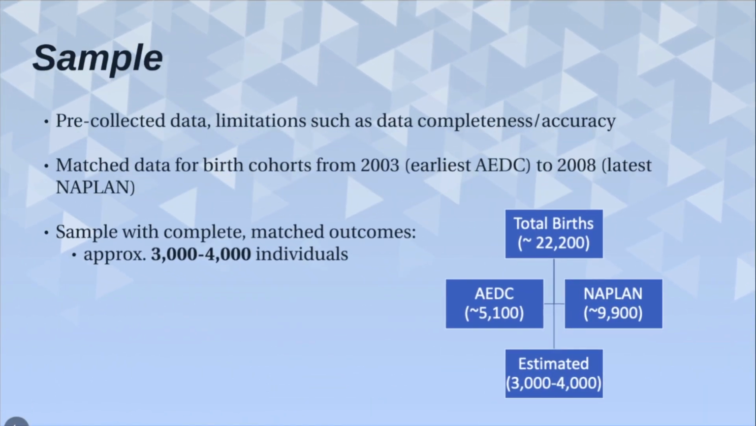This data has therefore been pre-collected from a variety of sources. However, as a result of this, it does not allow for a great deal of flexibility in the study's design and presents some limitations such as data completeness and accuracy. Nonetheless, the NT dataset is considered to be one of the most complete in the country, and this project will use matched data for birth cohorts from 2003, which is when the AEDC results are available, to 2008, as this is the last cohort with NAPLAN data. The sample size with complete outcomes is estimated to be around 3,000 individuals.